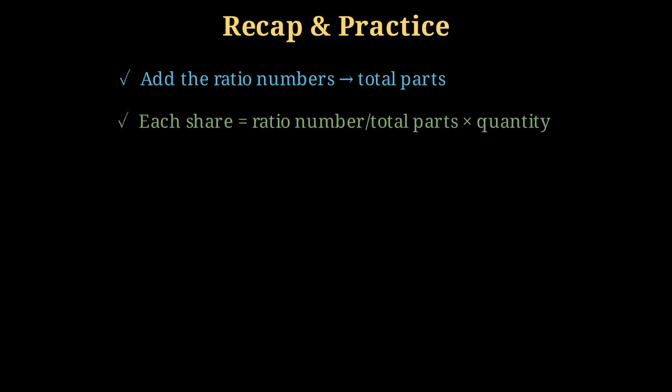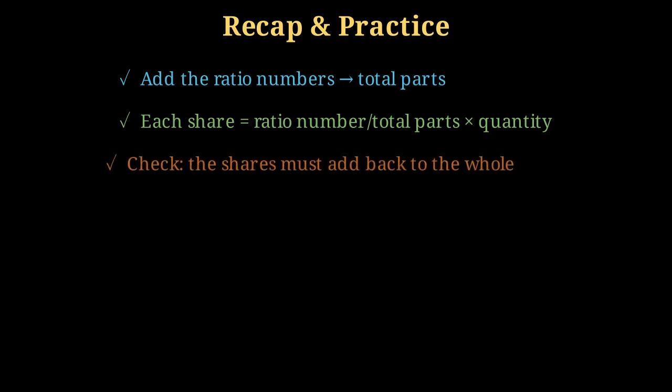Let's close the loop on everything you set out to learn today. First, add the ratio numbers to find the total parts, never divide by the number of people. Then, each share is its ratio number over the total parts times the quantity, a fraction of the whole. And always check, the shares must add back to the whole quantity. If they don't, something slipped.